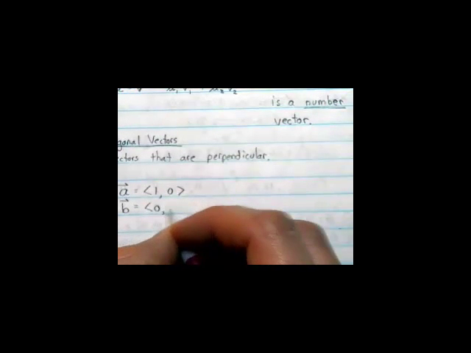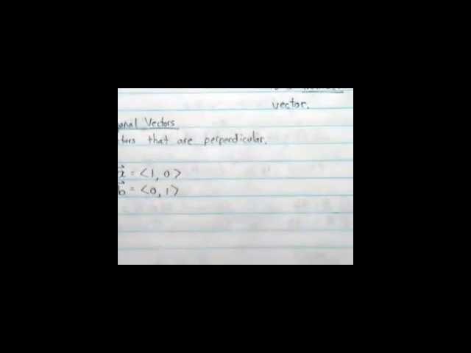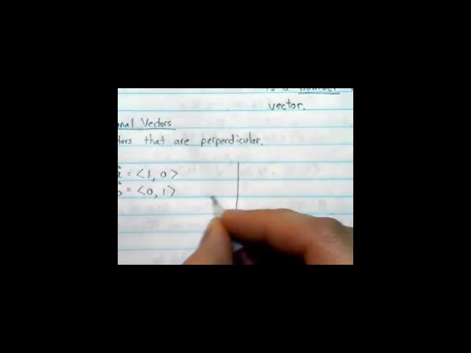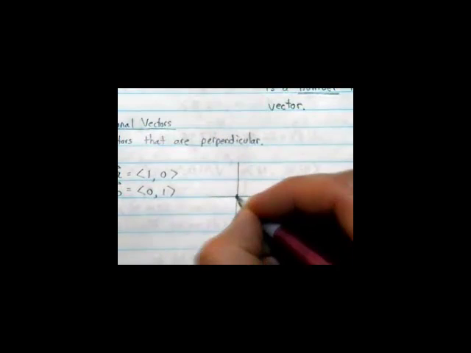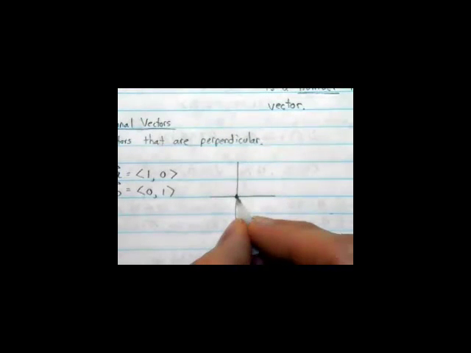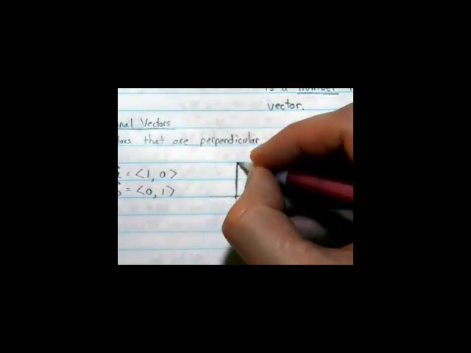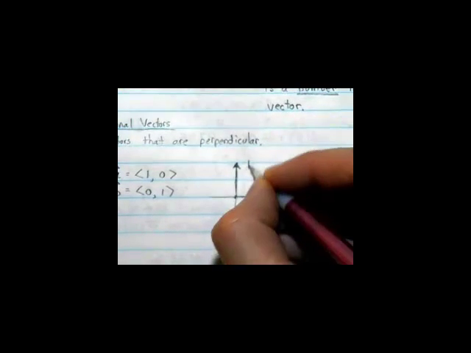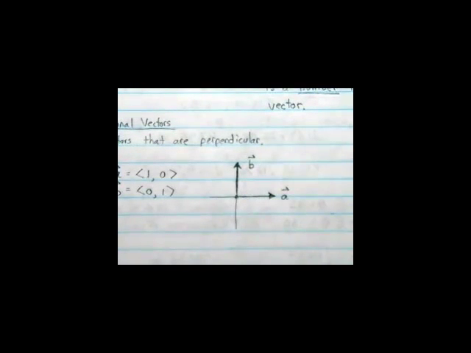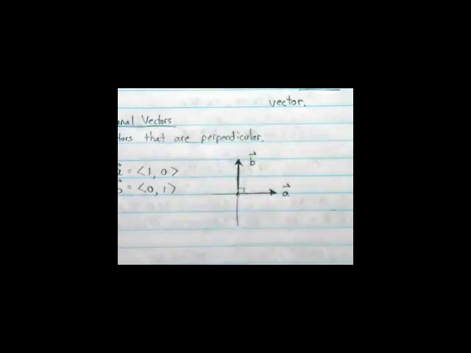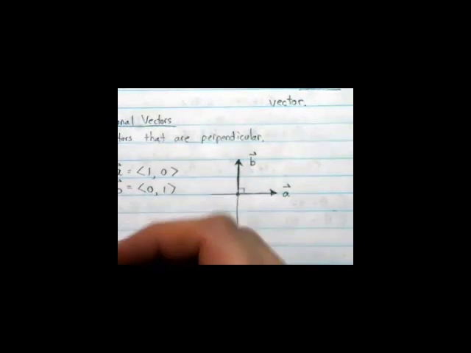So let's say we've got these two vectors, 1, 0, and 0, 1. So if we were on the coordinate plane, just so we're all clear, vector A would be like this, and vector B would be like that. Okay, definitely orthogonal. They're perpendicular. Okay, so do the dot product of A and B.